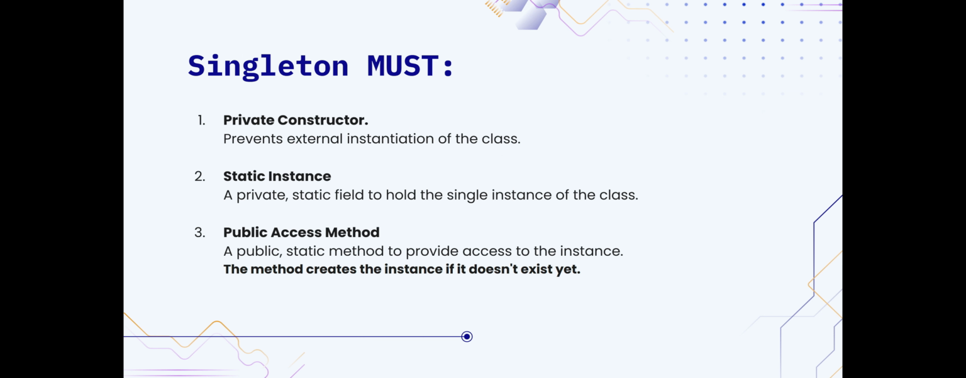So how is the code written in singleton? A singleton must have a private constructor, because you want to prevent external initialization of the class. The variable must be private and static, holding a single instance. But the method must be public, because the method is used to provide access to the instance.